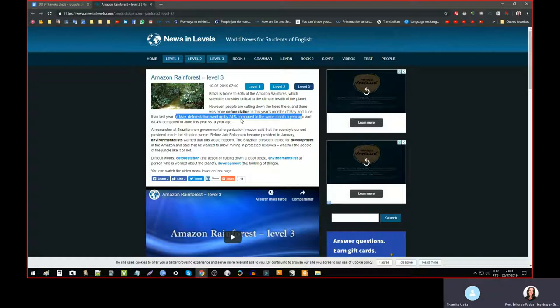It's interesting. What about the vocabulary? Deforestation is interesting because there is no L, no S, right? Deforestation. Development. A lot of long words here. And mining. Environmentalists. Yes, environmentalists. Excellent. All right.